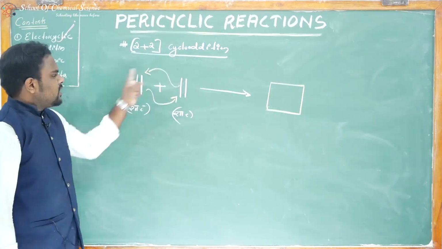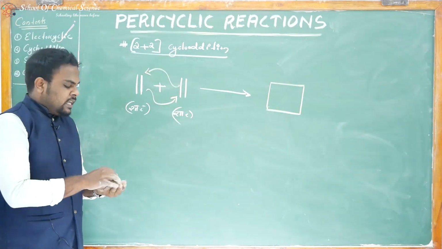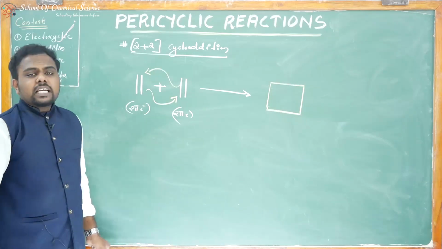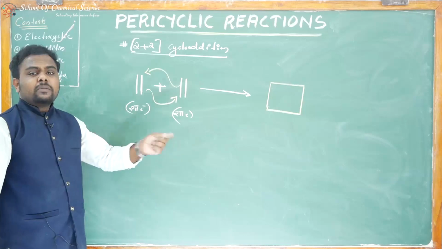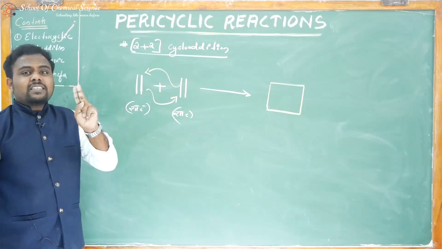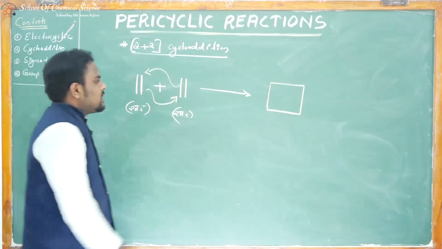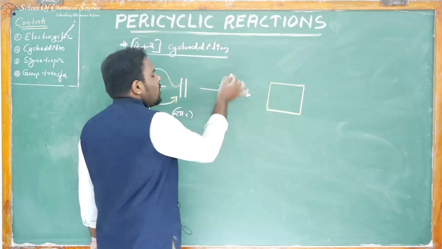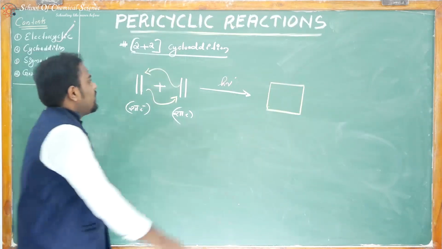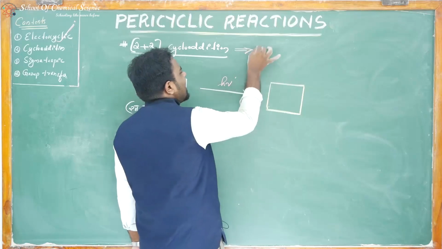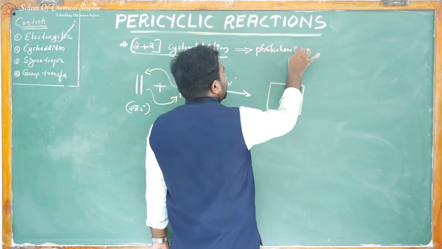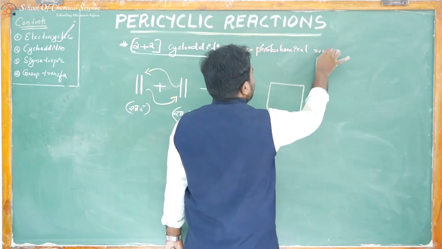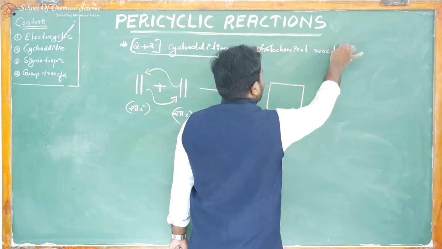Cyclobutane. Here a new sigma bond, here a new sigma bond. My question, how many electrons are involved in the cyclization process? 2 plus 2, 4 pi electron, that means 2 pair. 2 pair means an even number. Even number means the condition for the reaction is photochemical condition. So our 2 plus 2 cycloaddition reaction is a photochemical reaction.